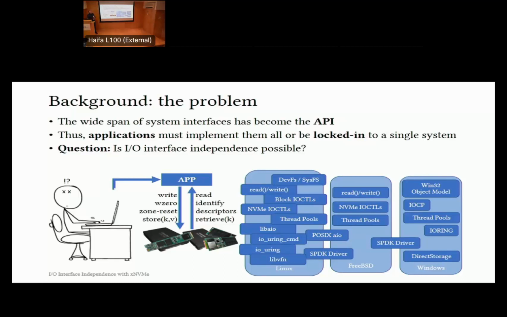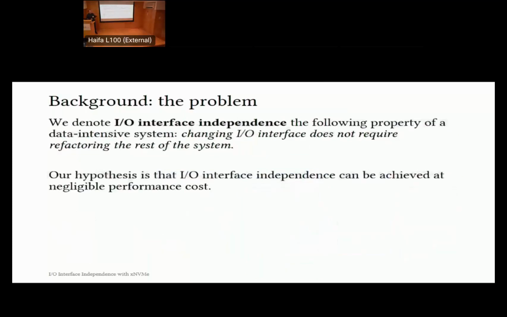So what we really want is this I/O interface independence, a way to separate us from all of the lower level concerns by still having the control and not losing performance. With I/O interface independence, what we mean here is the opportunity to change your I/O interface without refactoring the rest of your system. So to be able to go from running an SPDK NVMe driver to running io_uring without changing your code. It's our hypothesis that that should be possible, and at a negligible I/O cost. So by negligible, what do I mean there?